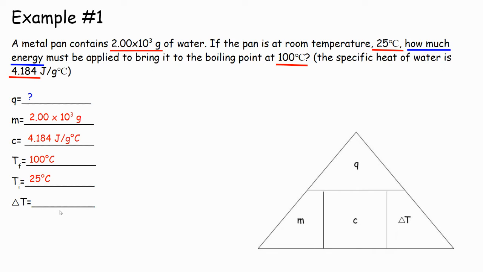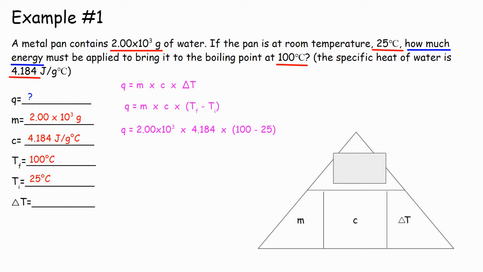All right, so since we want to find Q, we cover up Q over here. And notice all of our letters are side by side. So our equation becomes Q equals M times C times delta T. Remember that delta T just means change in, so it's final minus initial. So all I did was substitute TF minus TI instead of delta T. Yes, you can calculate delta T and then put it in there. That's perfectly fine. I didn't want to do that because that's just extra.